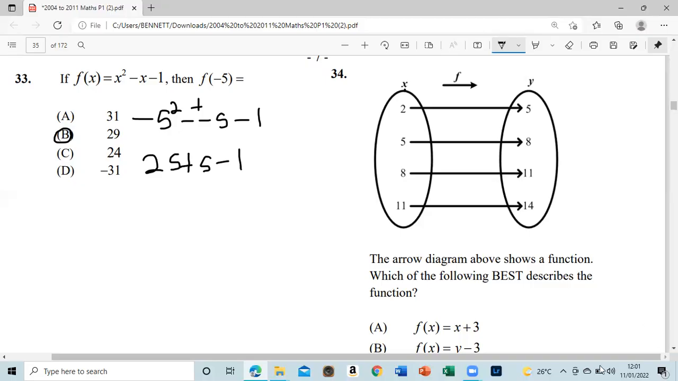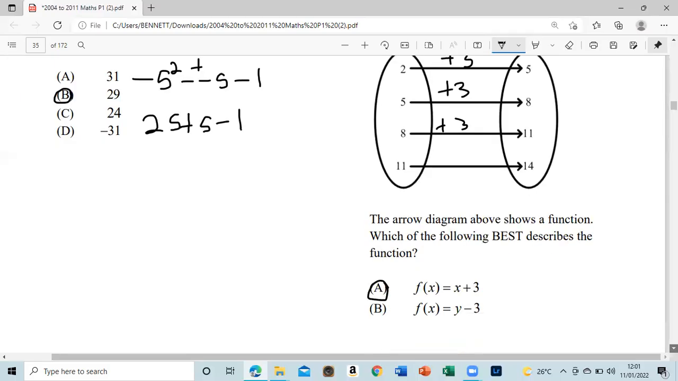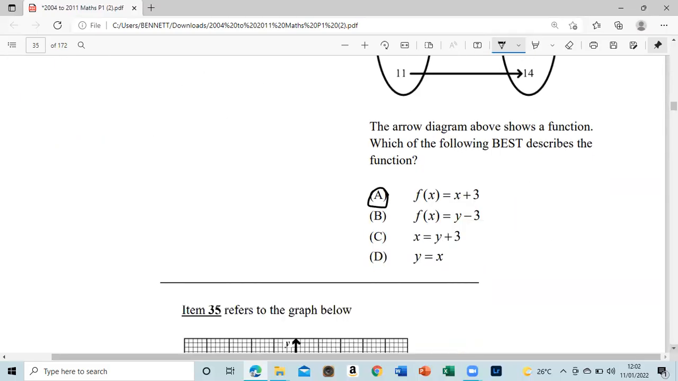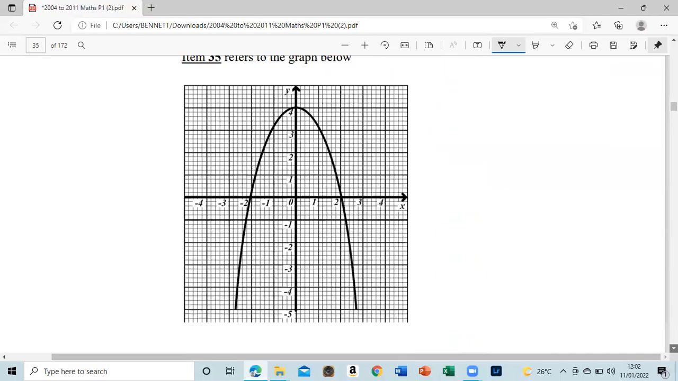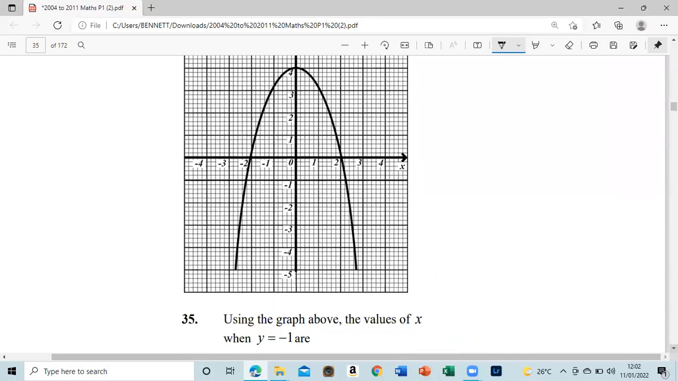All right. What did you guys get for 34? The arrow diagram shows a function. Which of the following best describes the function? So you just have to examine the answers. And as you can notice, x plus 3 will give you that, right? You have to be sure for all of them, right? 8 plus 3 is 11. So A is our answer. Hope you guys chose that. All right. Let's move on to 35.